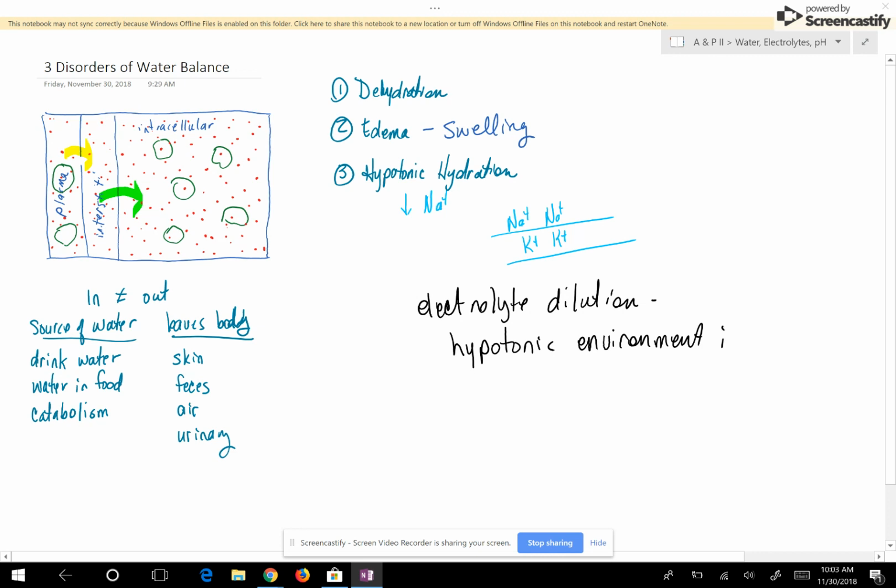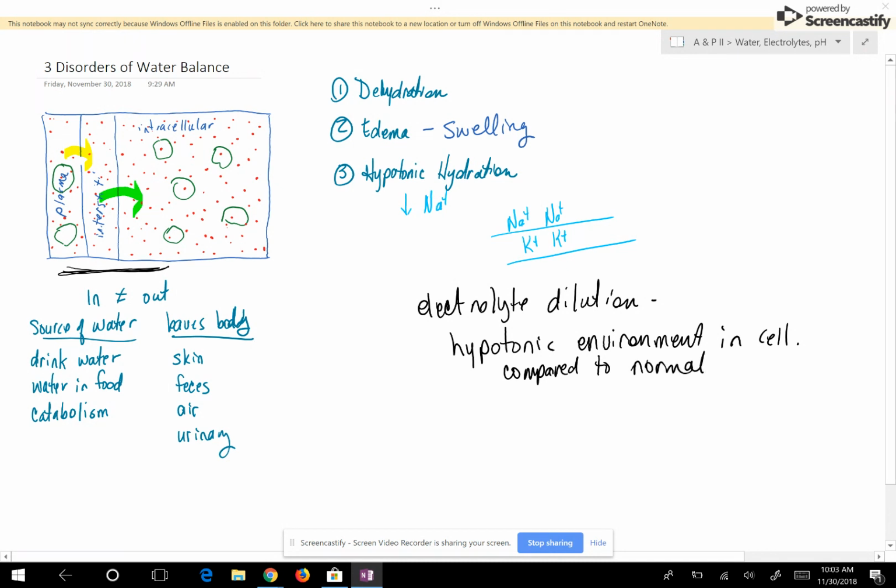in the cell. Let me clarify that. It's a hypotonic environment compared to what is normal in the cell. It's not a hypotonic environment compared to the plasma in the interstitial space. It's going to be an isotonic environment comparing all three of these. It's isotonic, but it's a hypotonic environment in the cell compared to what is normal.